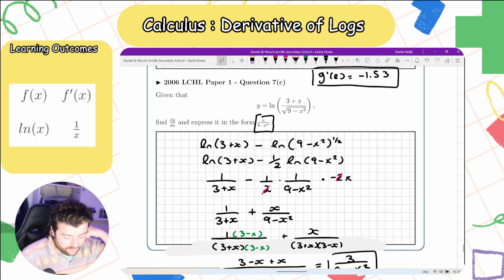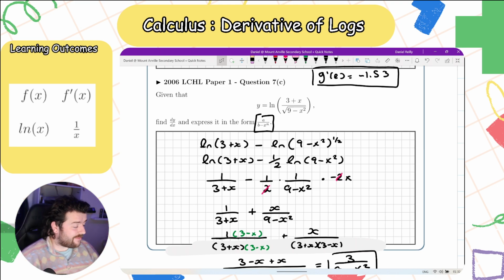So that's it for derivative of logs. That is differentiation.